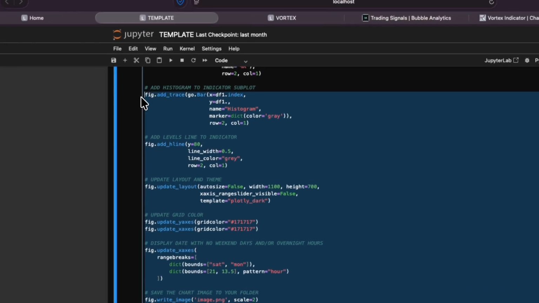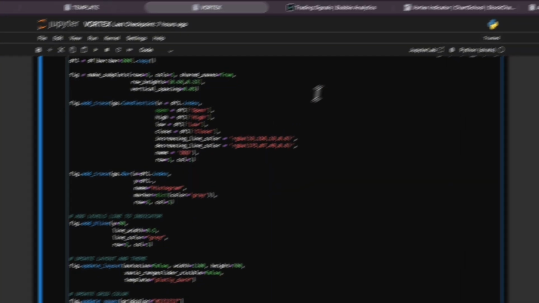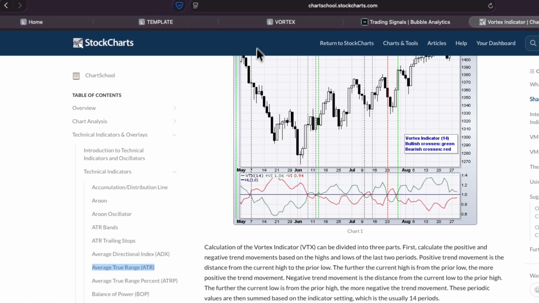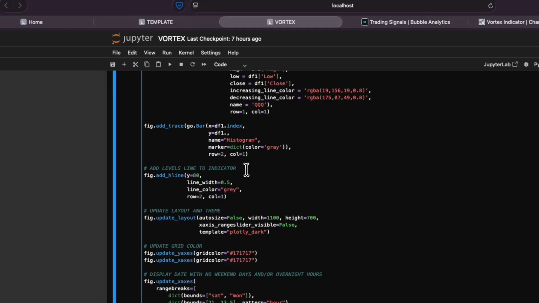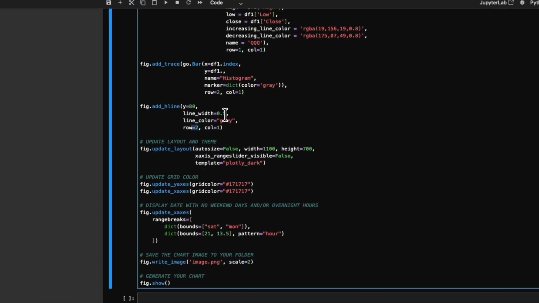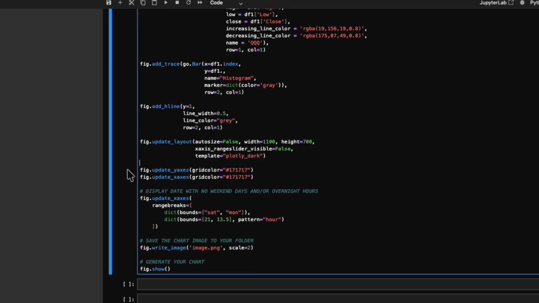So I'm going to take all of this and pop that in there. And if you notice on our vortex chart here, there's a line at 1. So I'm going to recreate that today, and that is this line here. So we are adding an hline, a horizontal line, to our indicator data. That's going to be in row 2, with a line width of 0.5 in a grey colour, and we're going to want to put that at 1. And then this part here just governs the theme. So we're going to use a dark theme for our chart, make it 1100 across and 700 up, and this one just updates our grid color.